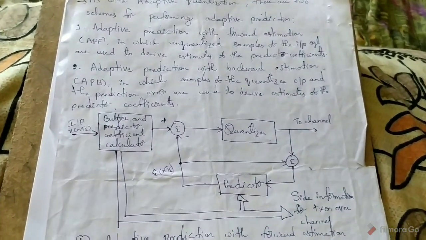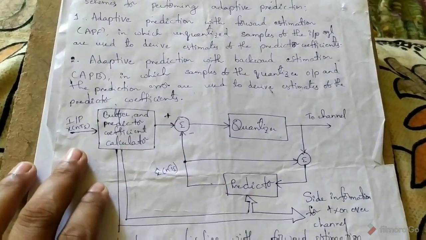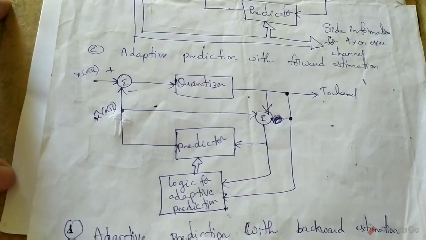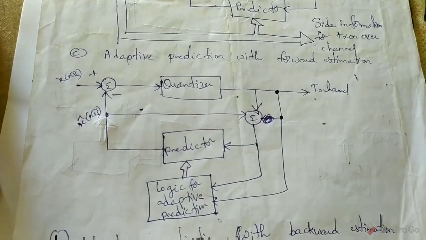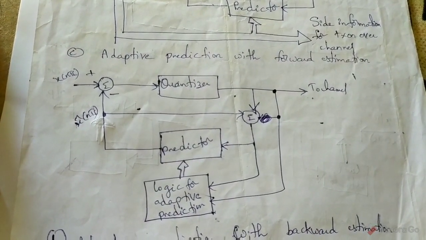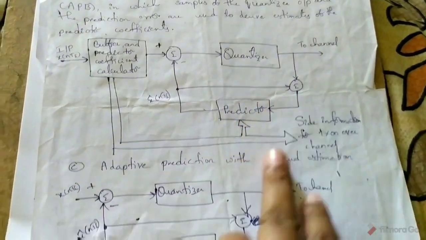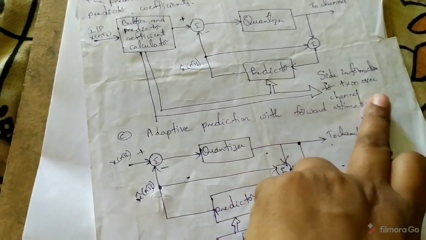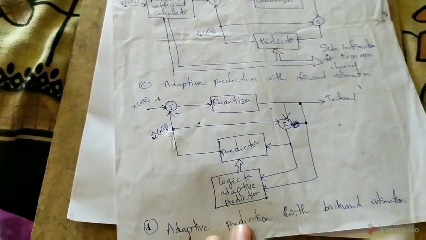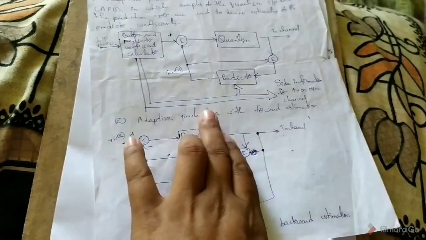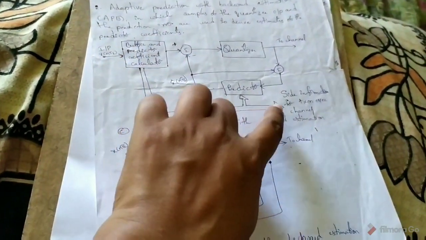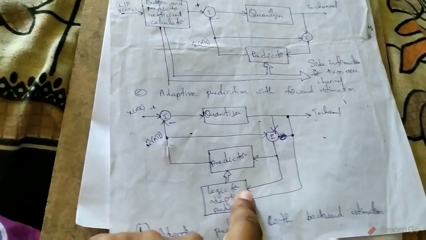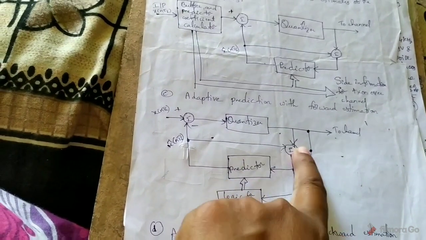Okay, before leaving, just go through these diagrams. Two channels here, also two channels. Side information for transmission over the channel here. Adaptive prediction with forward estimation, this block diagram; adaptive prediction with backward estimation, this block diagram. Here there is no connection.